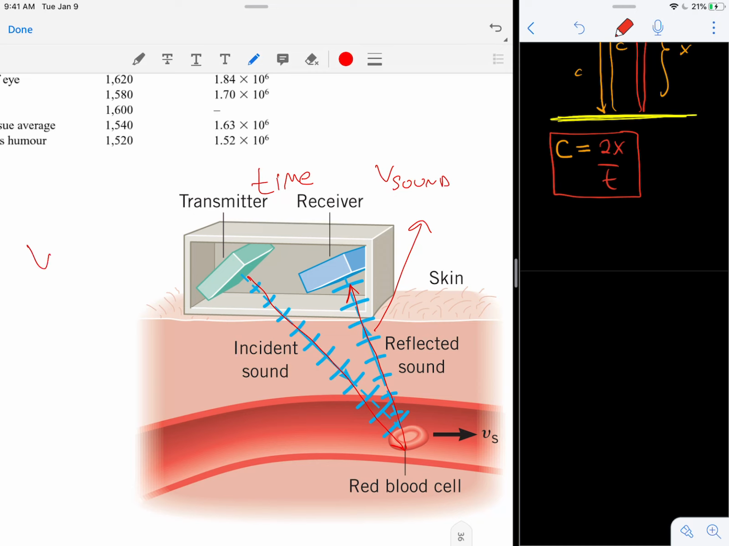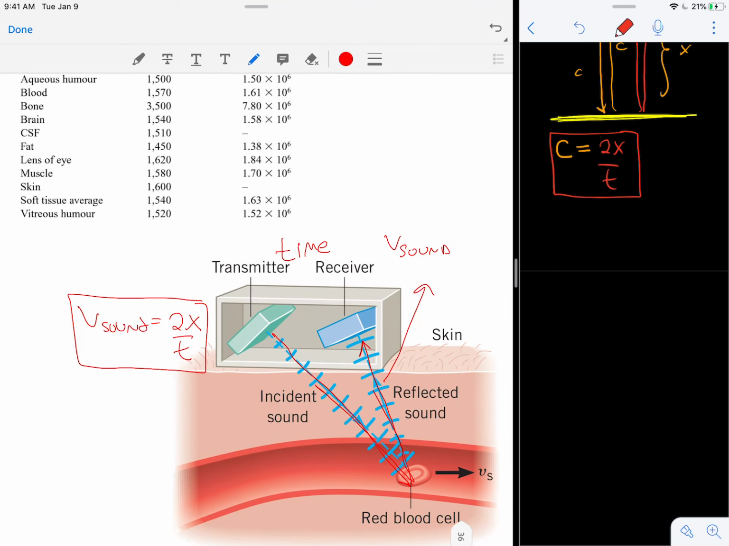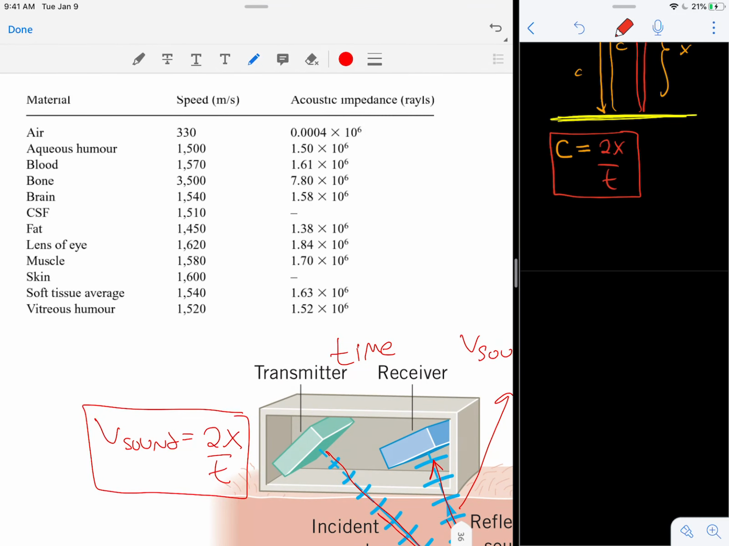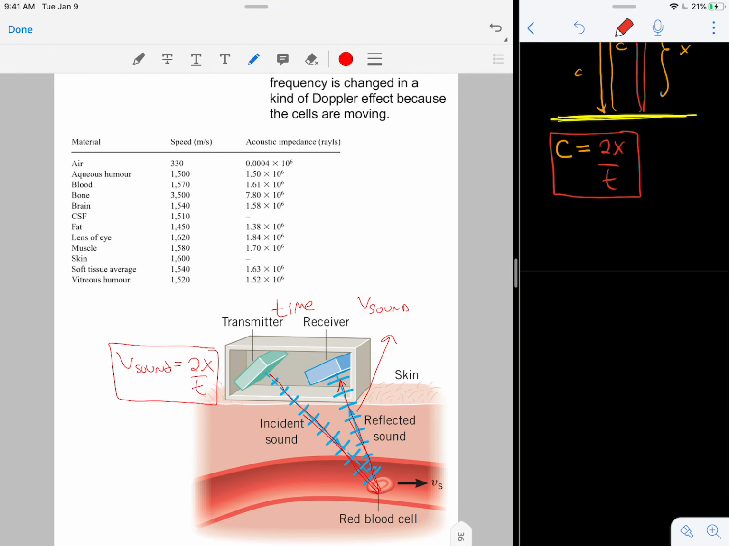It'll be the speed of sound is going to equal the distance traveled, but it's going to be a round trip, so distance to and then distance back. So it'll be 2 times x divided by the time. But it's the same basic equation. And this chart here gives you a list of the speed of sound in bone and tissue. So this would be something that you can use to figure that out.